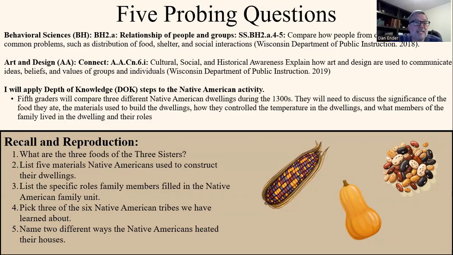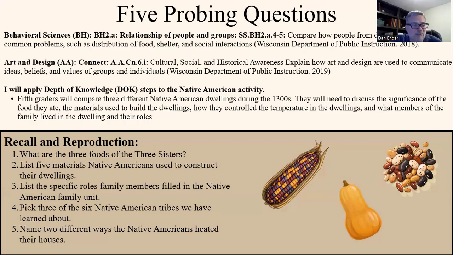Okay, so I'm going to apply the depth of knowledge, or the DOK steps, to the Native American activity. The 5th graders will compare 3 different Native American dwellings during the 1300s. They will need to discuss the significance of the food they ate, the materials used to build the dwellings, how they controlled the temperature in the dwellings, and what members of the family lived in the dwelling and their roles. So the first level is recall and reproduction, and these are some of the questions that I would focus on.